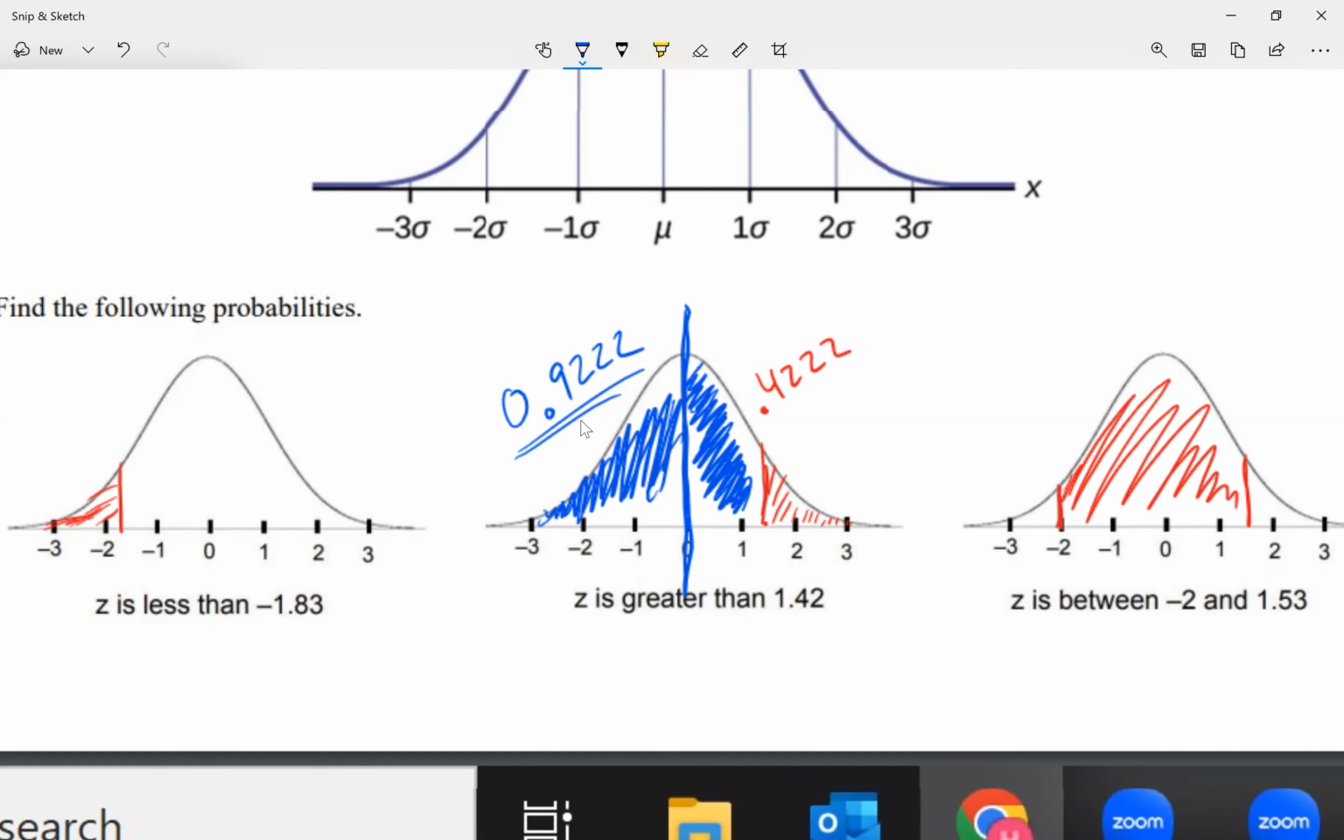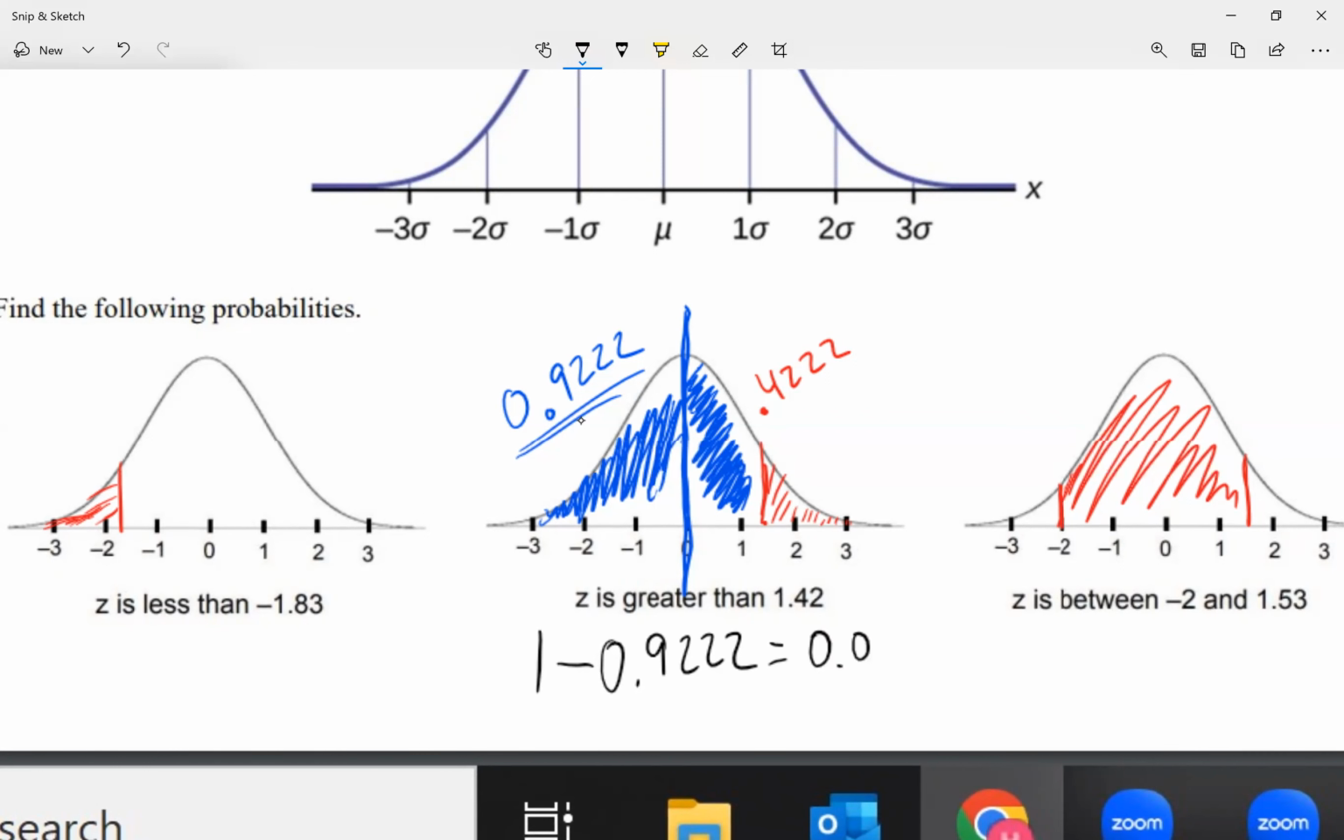Well, it's easy. The way I'm going to do this is 1 minus 0.9222, because the blue and the red combined is 1. I just want the red. So 1 minus 0.9222 is going to give me 0.0778.